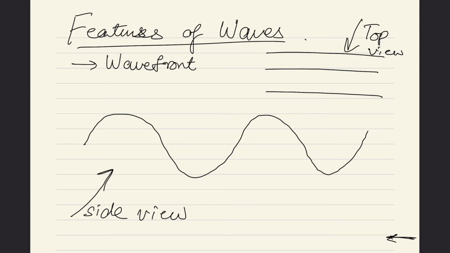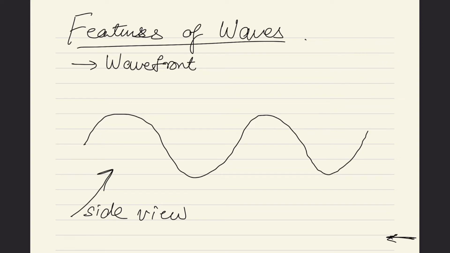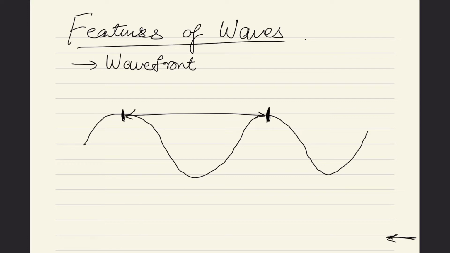Okay, the next feature that we have to discuss is the wavelength. For example, I have drawn a wave over here. The length from this point all the way to this point, or the length from this point to this point, or the length from this point of the wave to this point. These are all the same lengths and they are called the wavelengths.